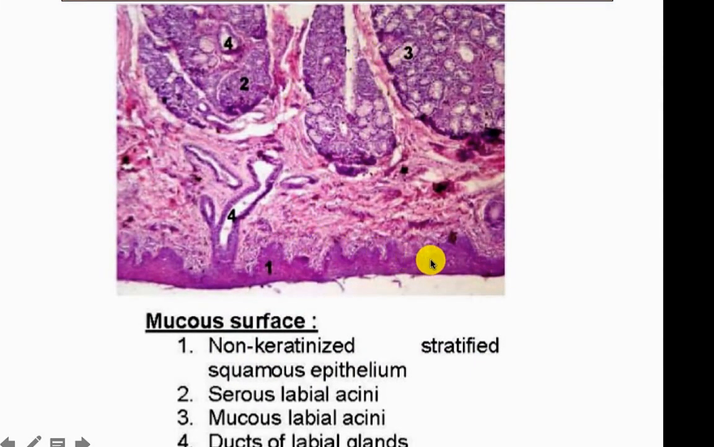Then this is the mucous membrane side. We have the non-keratinized stratified squamous epithelium, and here underneath the mucosa we have the labial glands, which are mainly mucus pale stained acini, and these are the ducts of the glands. They are not the hair follicles, no, they are the ducts of these mucus labial glands. Some of the acini are dark, these are serous acini, but the majority of the acini are pale blue or pale stained. They are the mucous glands.